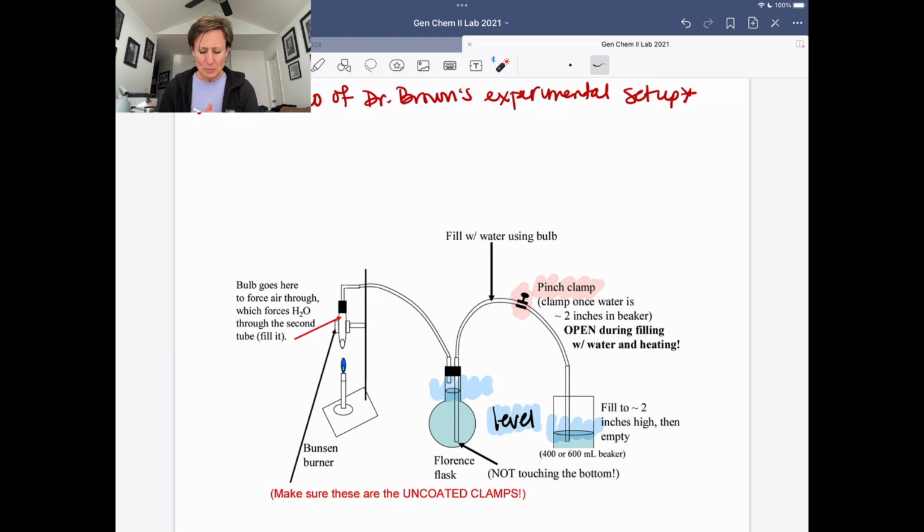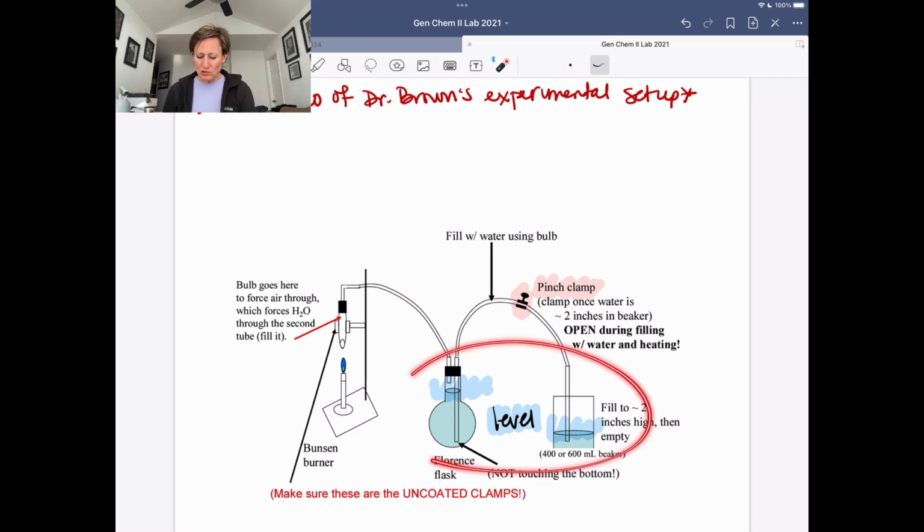Some important pieces here: there's going to be a clamp here. That will be an important point, because sometimes the clamp will be closed, sometimes the clamp is going to be open. You need to make sure you know when it's closed and when it's open to properly run your experiment. Importantly, when you're starting to run your experiment and you're liberating this gas, you do not want that clamp to be closed. That's going to cause a problem.